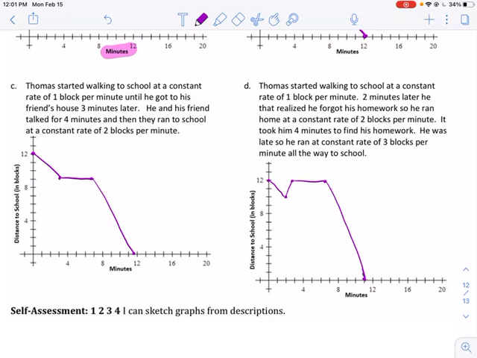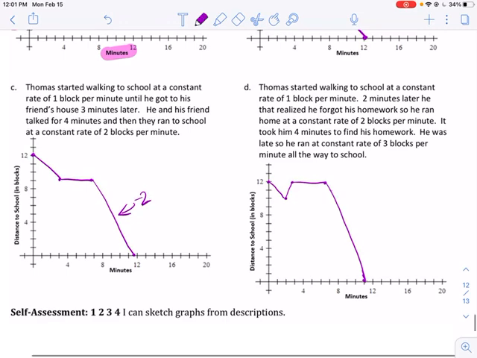If you notice, this was 2 blocks per minute, so that's a slope of -2, and this is 3 blocks per minute, so that's a slope of -3. So remember, you have to account for not just was he walking, but how fast was he going. Now, sometimes you may have it where it just says they walked and then they ran. So it might help you to create some numbers for yourself so that you can create a flatter slope when they walk and then a steeper slope when they run. All right, thank you.